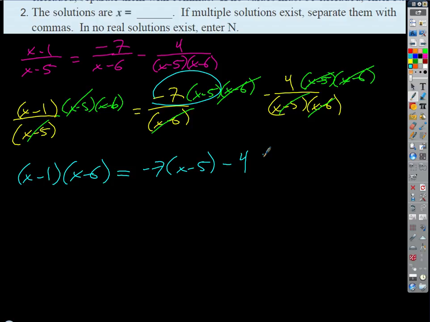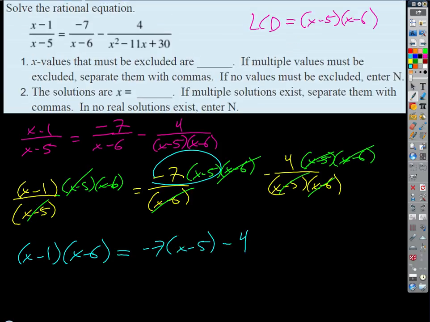Okay, but before we go any further, look at what our least common denominator was. What values of x have to be excluded? What's our domain? These were the factors that were in the bottom, right? So what values of x have to be excluded? 5 and 6, right? So x cannot equal 5, x cannot equal 6. So they just want us to list the x values here that are excluded, so I would put a 5 and a 6 in blue, right? Okay.